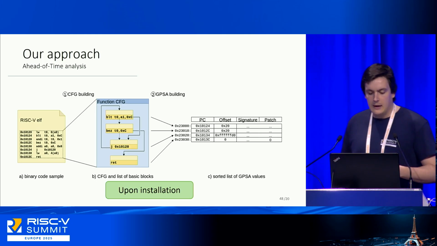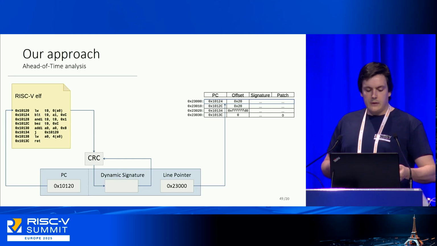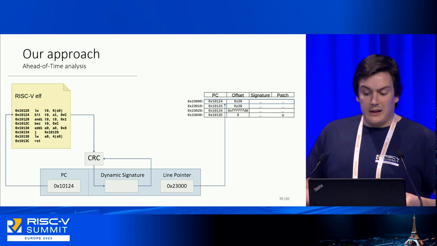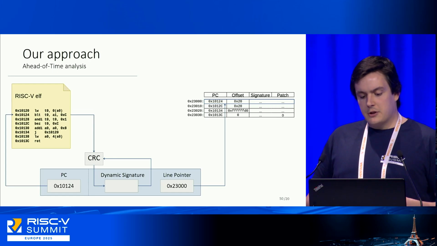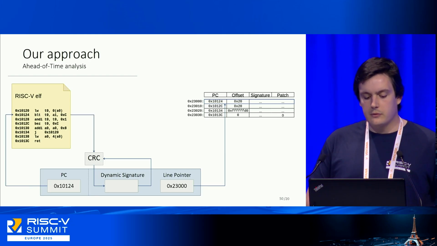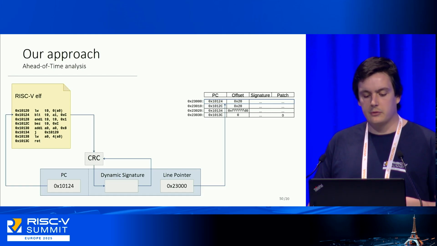So during the execution, every executed instruction is encoded into the dynamic signature, and a line pointer points to the line corresponding to the next control flow instructions that will be executed. When we execute this instruction, the values in the memory are used to verify the control flow and correct the signature to the destination.